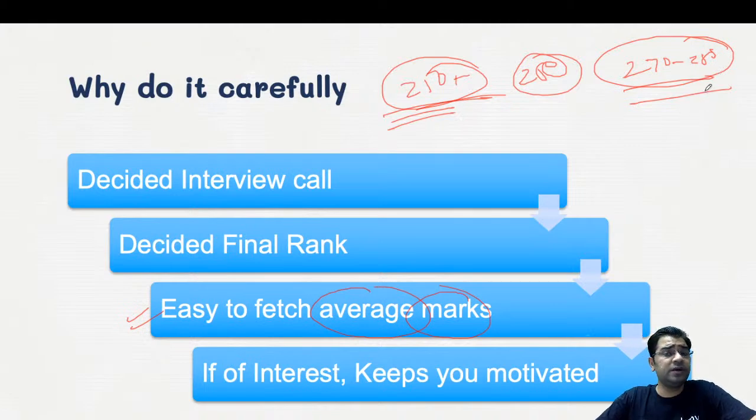Then, if the optional is relatable, current oriented, and you can relate it to your day to day life, automatically it will keep you motivated and you will be preparing it every now and then. Let us say we see the syllabus of PSIR. Whenever you are reading the newspaper, 50% of your optional is prepared from your day to day reading only.